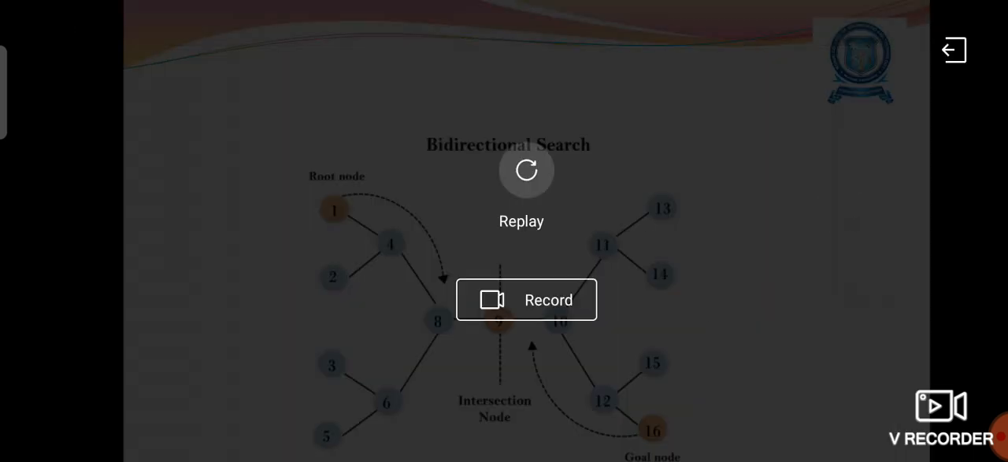So that's all about the various uninformed search strategies available for AI problem solving.